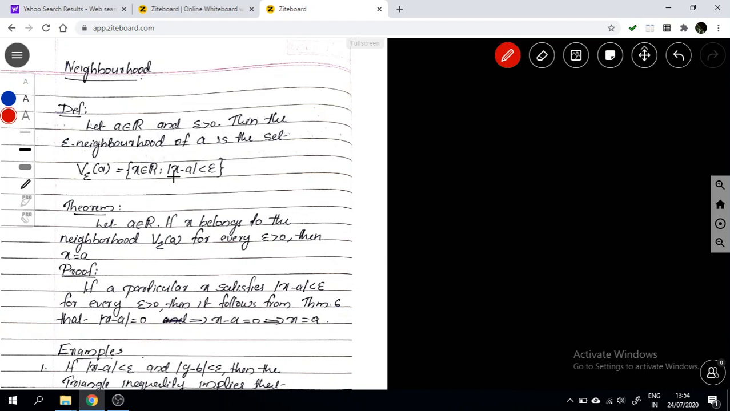Now, what does modulus of x minus A less than epsilon mean? The set of all x in R such that modulus of x minus A is less than epsilon means the set of all real numbers which have distance from A less than epsilon.